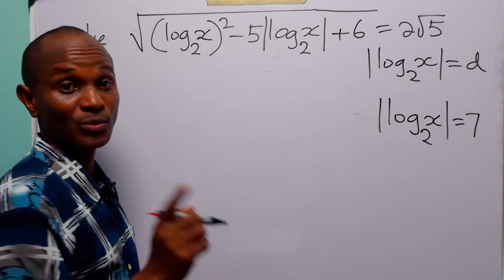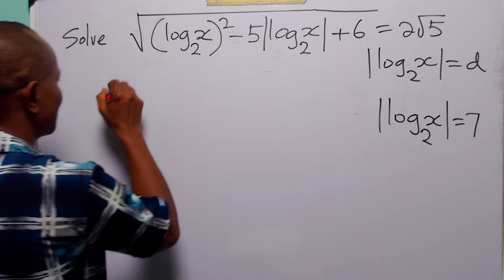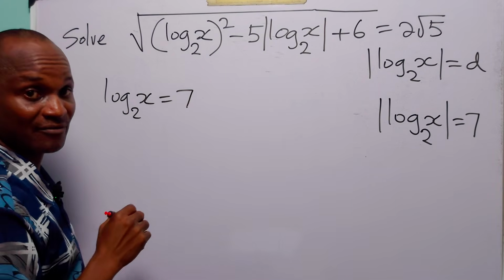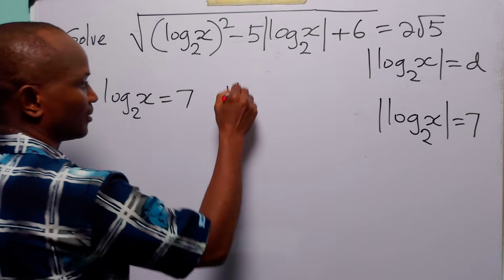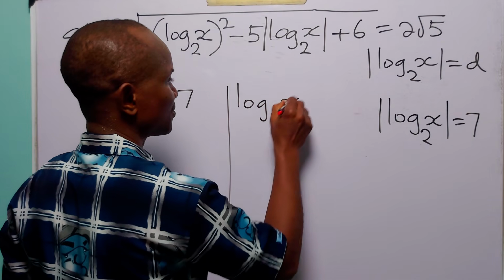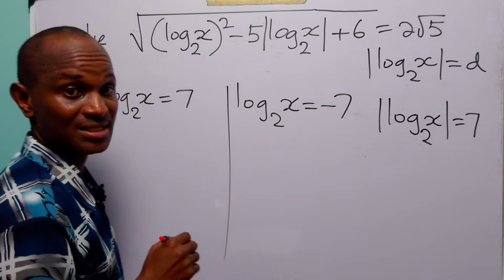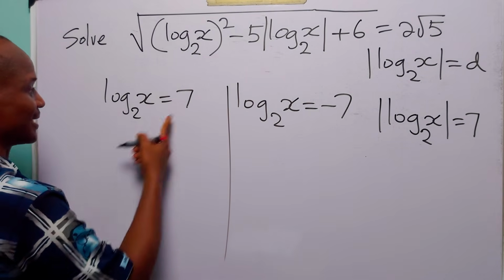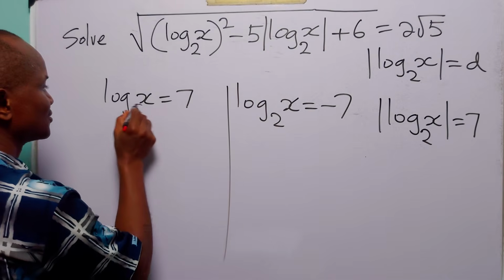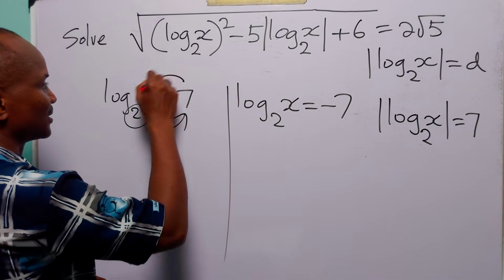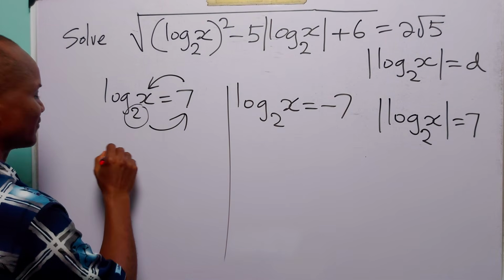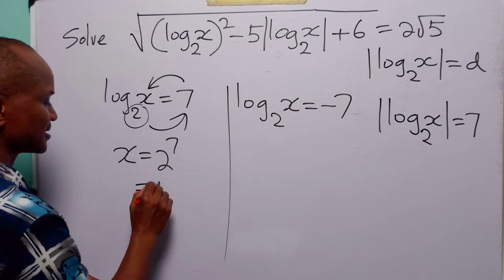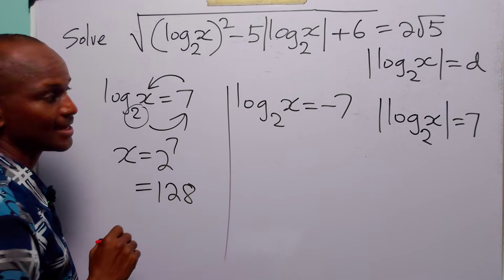Now, from this equation, we have two cases. We have that log to base 2 of x is equal to 7, or log to base 2 of x is equal to minus 7. In this case, of course, you know that when we have a statement like this, it simply means that 2 to the power 7 is equal to x. So we have that x is equal to 2 to the power 7, and this is equal to 128.